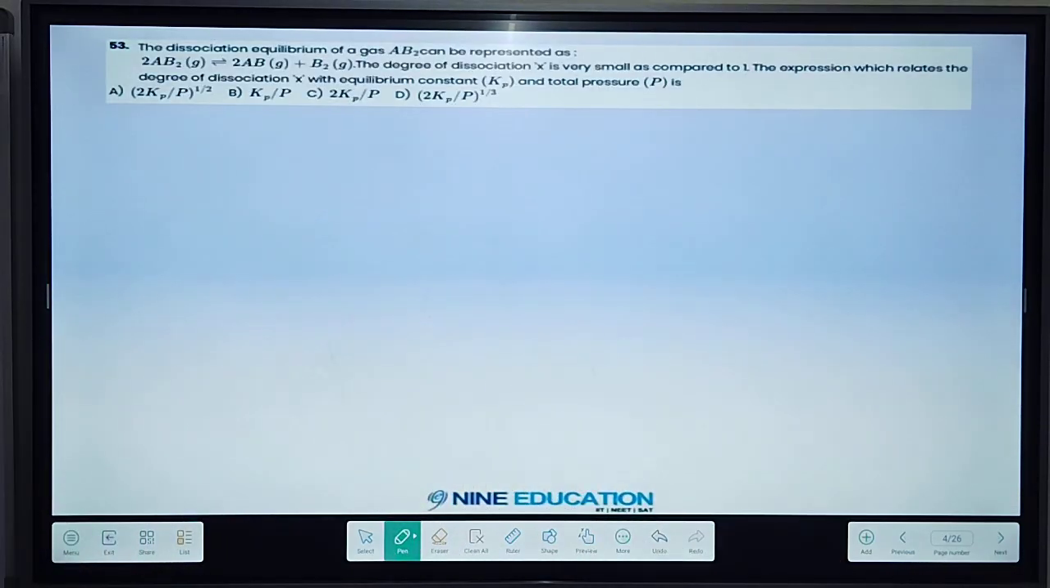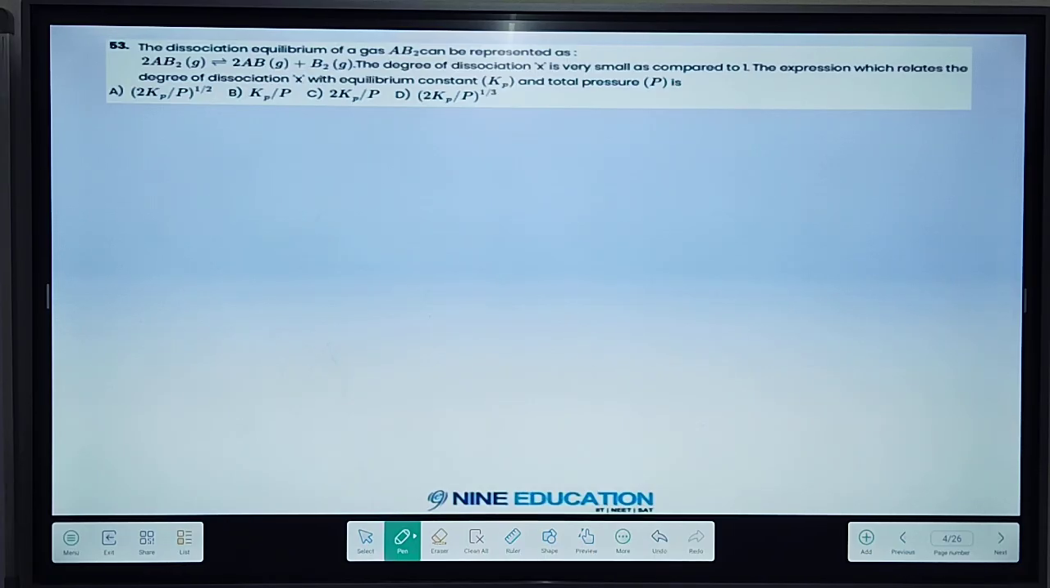Coming to next question, 53. The dissociation equilibrium of a gas AB2 can be represented as 2AB2 gas giving us 2AB gas plus B2 gas. The degree of dissociation X is very small as compared to 1. The expression which relates the degree of dissociation with equilibrium constant and total pressure is okay.